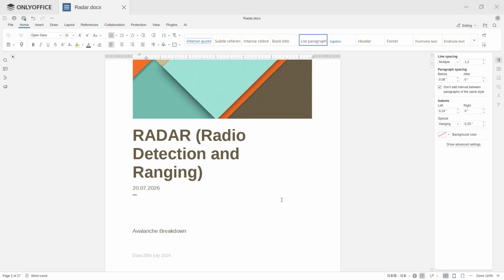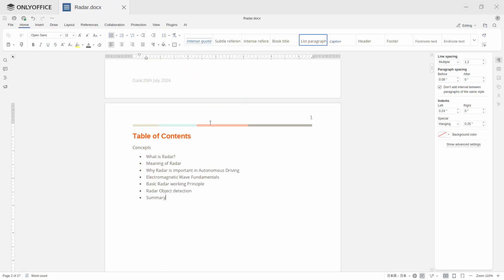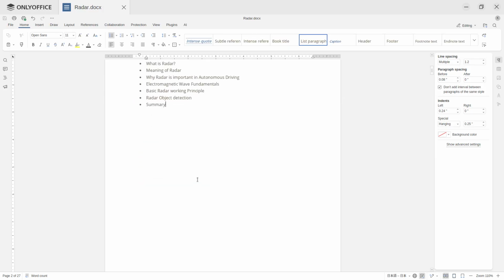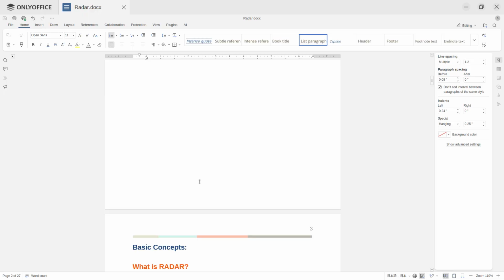So let's discuss another sensor. It's called radar. Radar stands for radio detection and ranging. So what are the things that we'll be discussing here in this document? What is radar, meaning of radar, why radar is important in autonomous driving, electromagnetic wave fundamentals, basic radar working principle, radar object detection, and summary. So let's start to discuss.